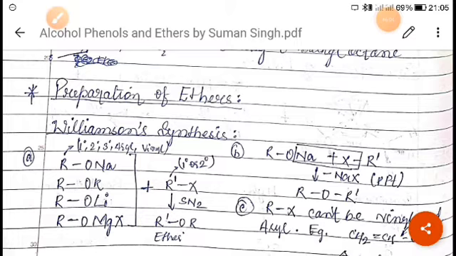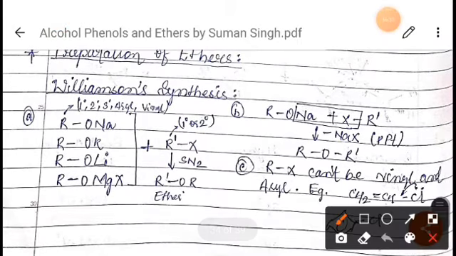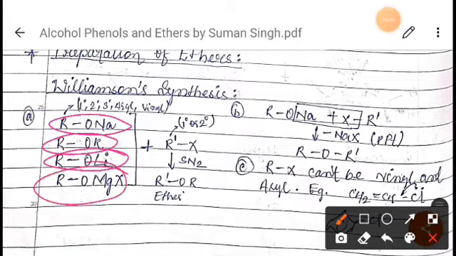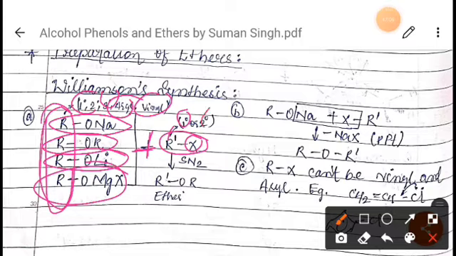Now there are 3 conditions. First condition: if we have RONa, ROK, ROLi or ROMgX, this R can be 1 degree, 2 degree, 3 degree, alkyl, aryl or vinyl, anything. But the R which is attached to the halogen should be either 1 degree or 2 degree, not 3 degree. If it is 3 degree, then there will be no reaction. We will see why.